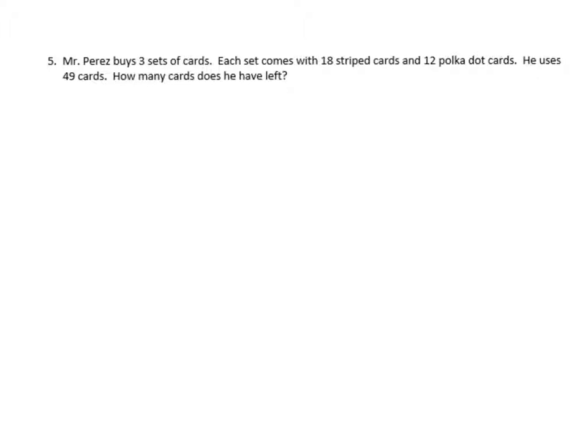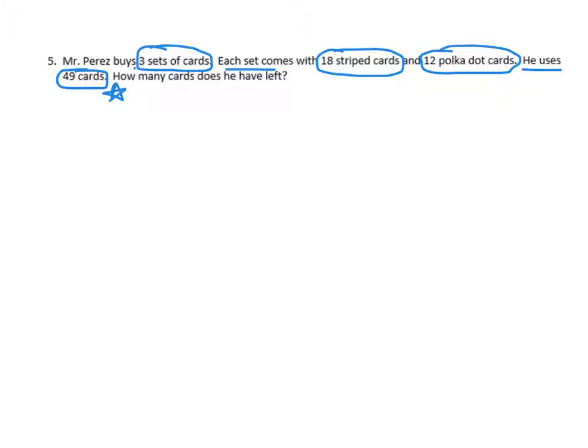Let's take a look at number 5. It says Mr. Perez buys 3 sets of cards. Each set comes with 18 striped cards and 12 polka dot cards. He uses 49 cards. How many cards does he have left?